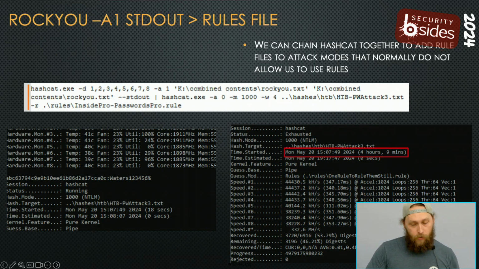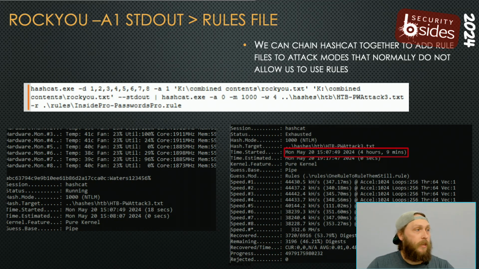take the first Hashcat, right, which we can see here. D just means what devices am I using? I'm using all 8 right here. We're doing A1, so we're taking RockYou, we're comparing RockYou with itself, writing all those guesses to standard out, piping that into another instance of Hashcat, pointing it at our hash file, and then giving it a rule file.